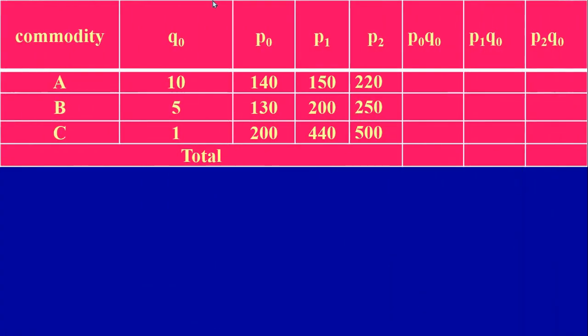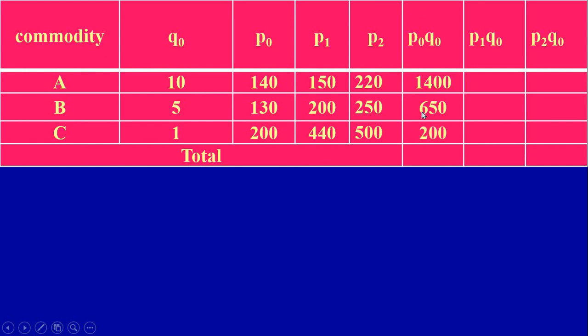So we write table like this. It is Q0 base year quantity, P0 base year price, P1 price in 2009 and P2 price in 2010, and then we calculate P0 Q0, P1 Q0 and P2 Q0. Now first we calculate P0 Q0, multiply P0 Q0, we get 140 into 10. 140 into 10 is 1400. 130 into 5 is 650 and it is 200 into 1. 200 into 1 is 200.